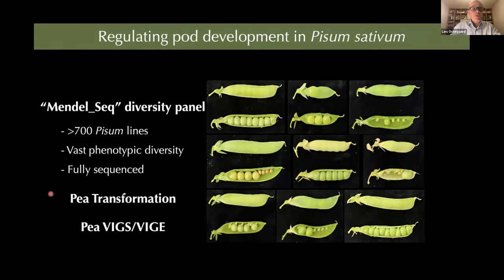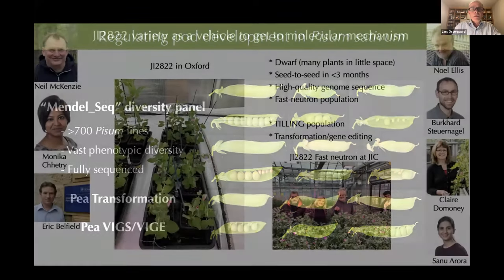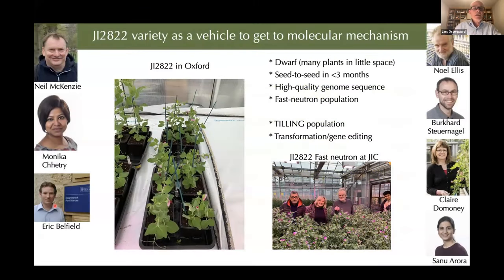We also are in the process of developing pea transformation, which we can use both as a research tool, but maybe also in the future for crop improvement by changing the expression of certain genes, either by genome transformation or also using virus-induced gene silencing. We are trying to specifically aim at developing one variety called JI2822 as a model system for our studies. And that's because it's a dwarf plant. It doesn't require much space to grow. It has a very short generation time of less than 3 months from seed to seed.